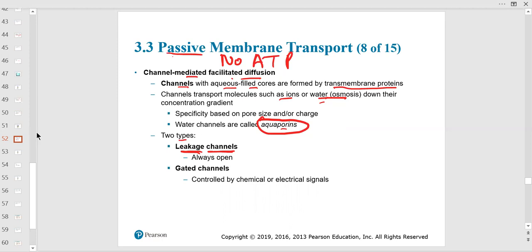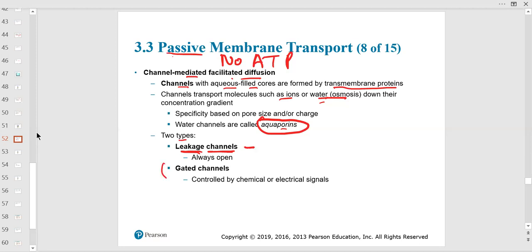Let me say this again. Sodium tends to leak in a bit because its concentration is always higher outside the cell. Potassium tends to leak out because its concentration is so high inside the cell. And that's more common, potassium leaking out. You have to remember that for later.